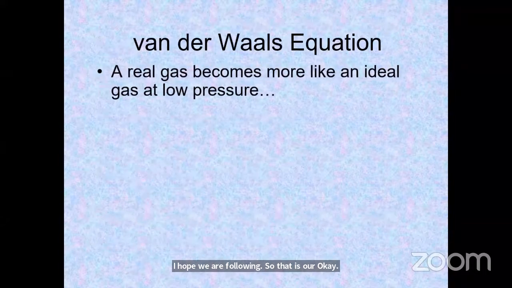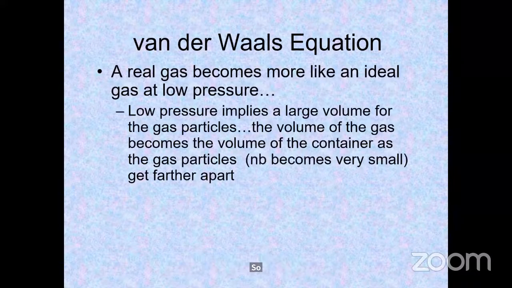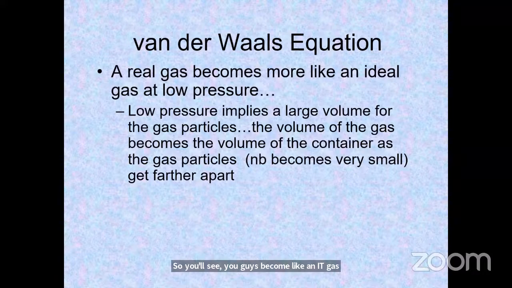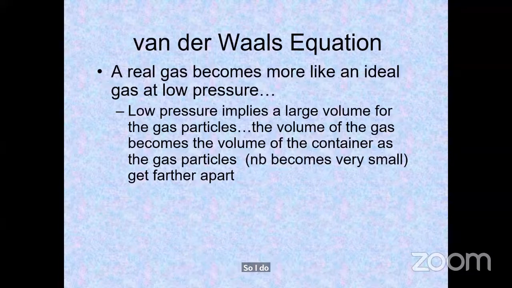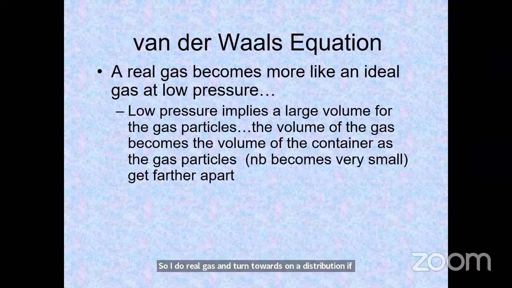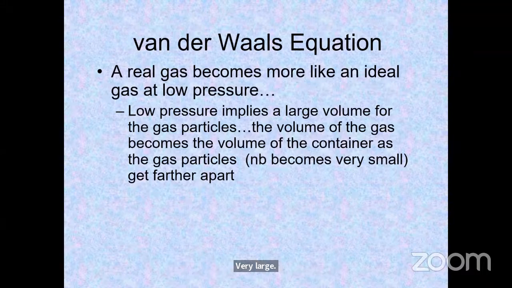So just to reiterate, a real gas becomes like an ideal gas at low pressure. Why that is so is that at very low pressure, pressure and volume are inversely proportional according to Boyle's law. It means at low pressure, you have a very large volume, so large that the volume of the gas becomes insignificant because the gas particles are far apart. So a real gas can tend towards an ideal situation if the pressure is very, very low, meaning a very large volume.